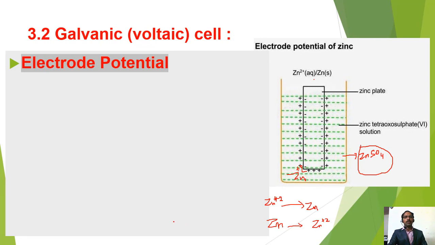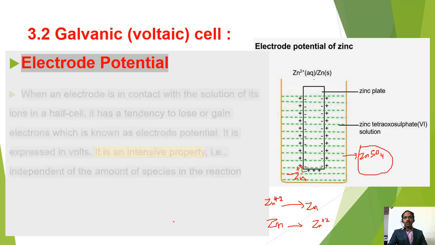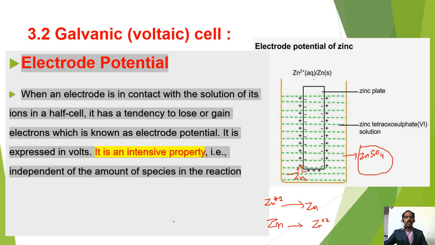Electrode potential. See, what is electrode potential? When an electrode is in contact with the solution of its ions in a half cell, it has a tendency to lose or gain electrons, which is known as electrode potential.